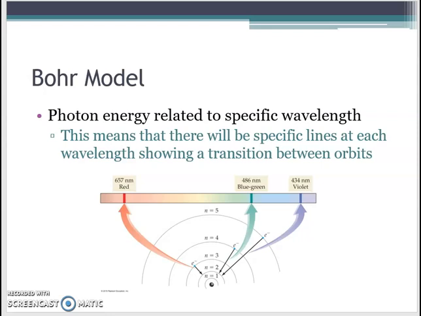Because photon energy is related to a specific wavelength, there are specific lines in our emission spectra that show the transition between the orbits. And so we're seeing specific wavelengths of light because each specific wavelength will have a certain amount of energy that is going to be released.